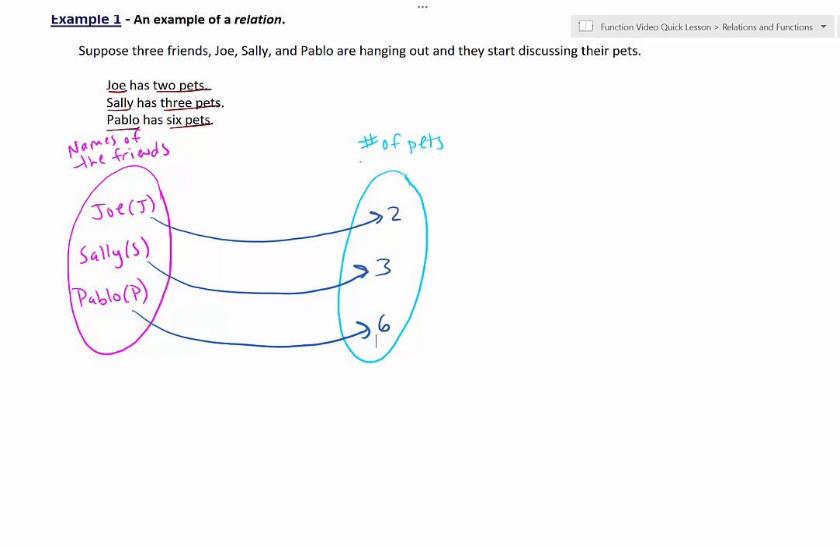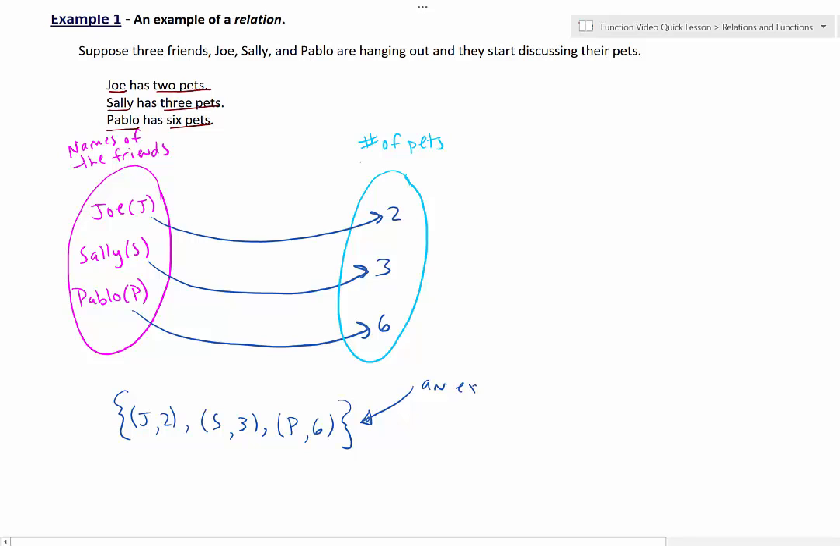Now, that's not necessarily a symbolic way of representing it mathematically, but it's a nice visualization. Symbolically, we're going to write as follows. We're going to use little parentheses for each of the following collection of pairs. So, in the first parentheses, we're going to put J for Joe and 2 for the number of pets he has. We're going to use S for Sally, 3. Sally's got 3 pets. And Pablo, 6 pets. Throw a couple braces on the outside. And this, my friends, is a way to denote what we call a relation.